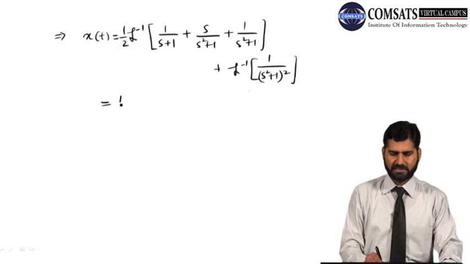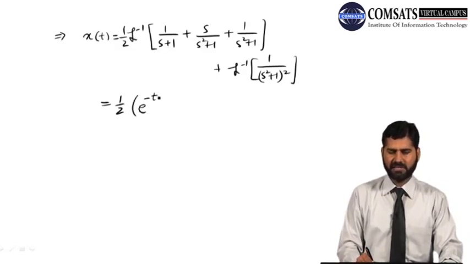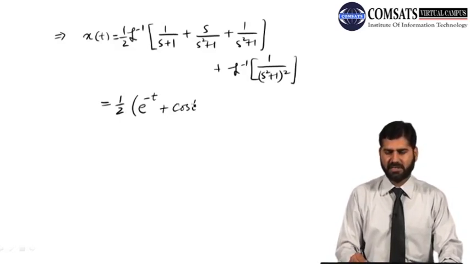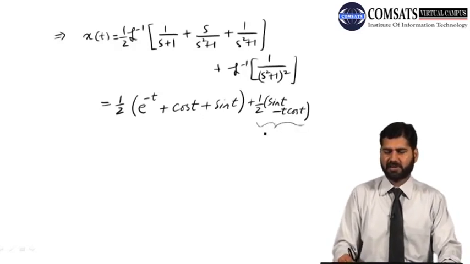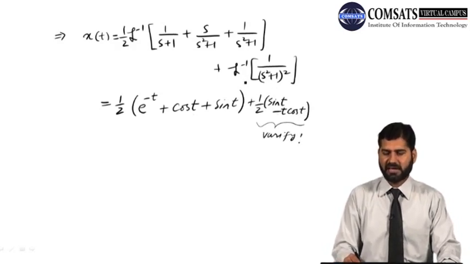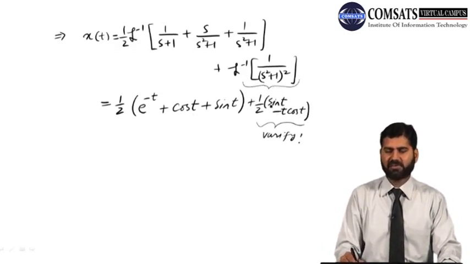So the answer is basically: the Laplace inverse of 1 over s plus 1 is just e to the minus t, plus the Laplace inverse of s over s squared plus 1, which is cosine t, and plus sine t. This is one thing. And the Laplace inverse of this thing should be 1 over 2 times (sine t minus t cosine t). Alright, you should verify this. This is very clear, but you can verify this.